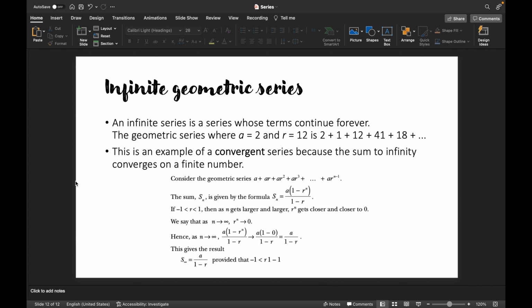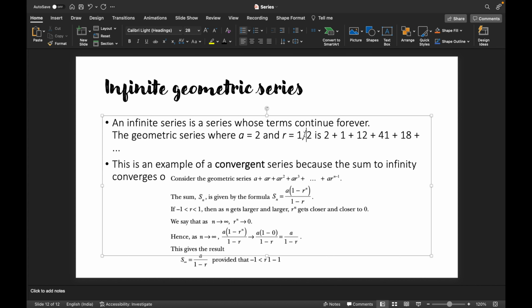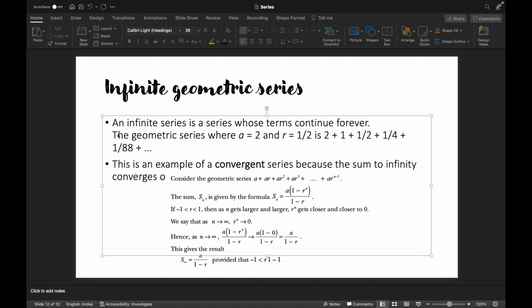An infinite series is a series whose terms continue forever. Take the geometric series where a equals 2 and r equals 1 by 2. So this is the series. It will continue on, and then the number becomes so small at some point that it does not even matter that much.